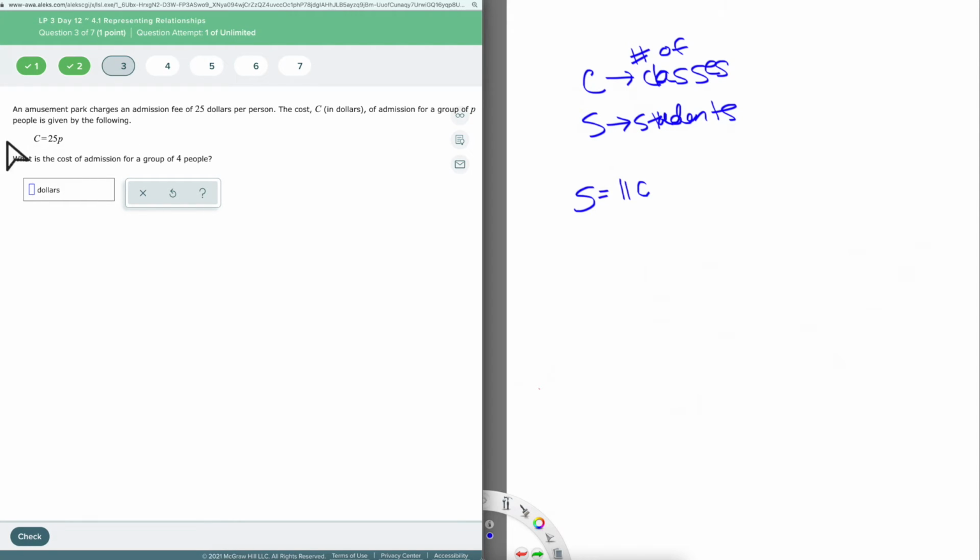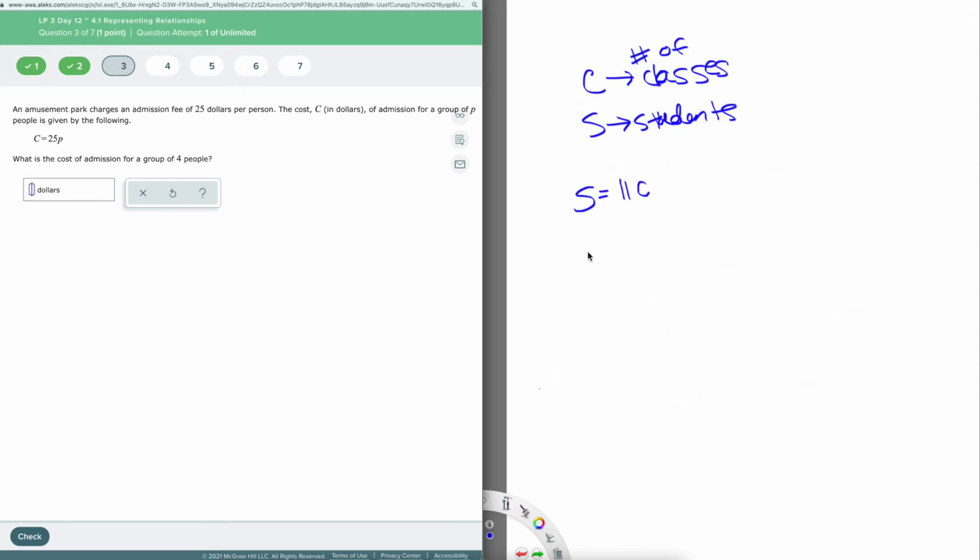So I have the total cost is going to be equal to the ticket price, which is $25 per person. So every person that walks in the door is $25. If it's 1 person, it's going to be $25. If it's 2 people, 25 and 25, or 25 times 2 is 50. So this is just kind of the basic equation here. So now it says, what is the cost of admission for a group of 4 people?